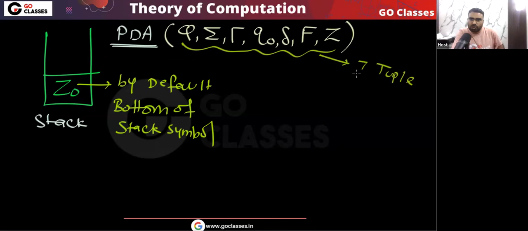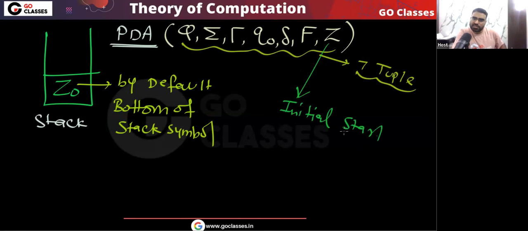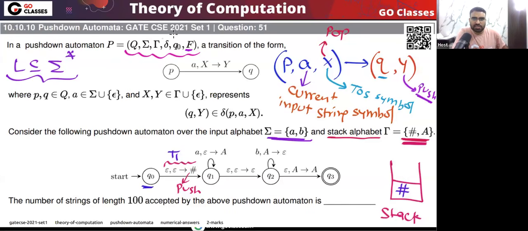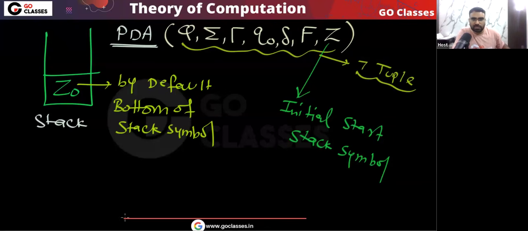In our definition of PDA, we assume there is a bottom of the stack symbol, the initial start stack symbol. Do you agree? But if you look at the definition given to you in this GATE 2021 question, you have a six tuple. There are six components in the PDA. We do not have our bottom of the stack symbol; by default the initial start stack symbol is not there.